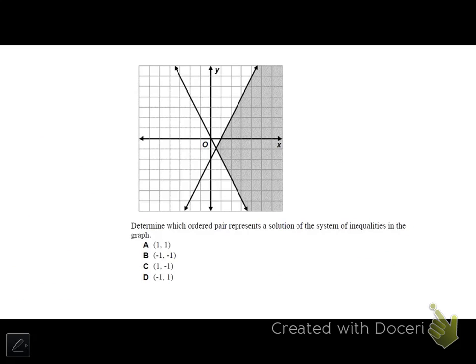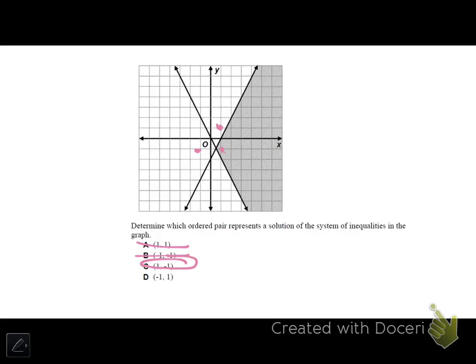Okay, determine which ordered pair represents the solution to the system of inequalities in the graph. So an ordered pair is a point x, y. So let's check out A. We're going to go to the right one, up 1, so it's right about there, so that's not right. Negative 1, so we're going to go left 1, down 1, right there, that's not it. The next one is 1, negative 1, so we're going to go right 1, down 1, right there, so there's my answer. If it sits on a solid line, it's also good.